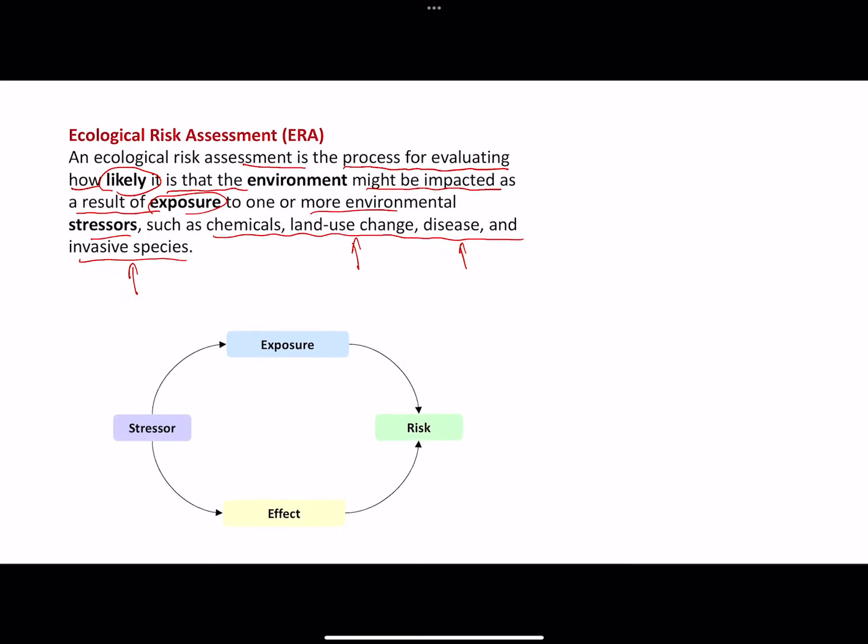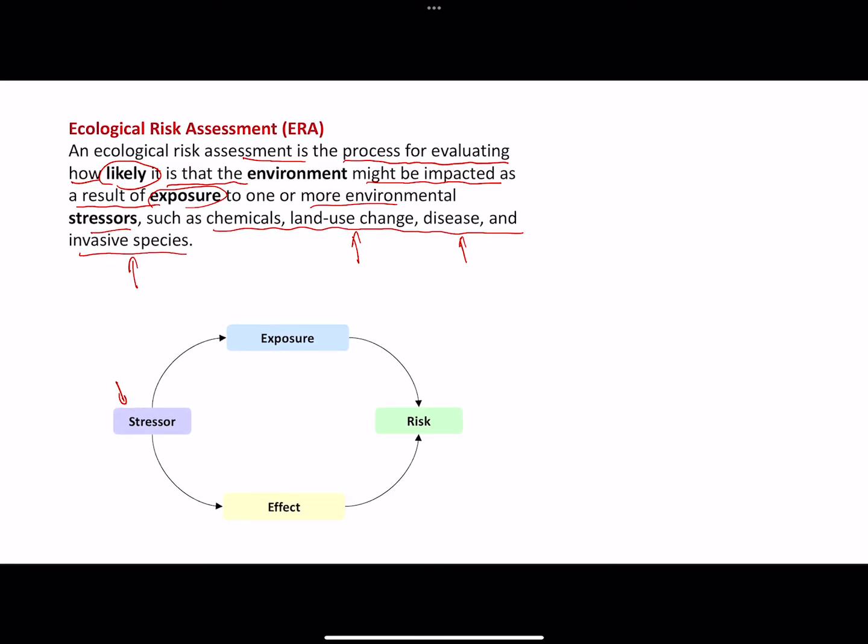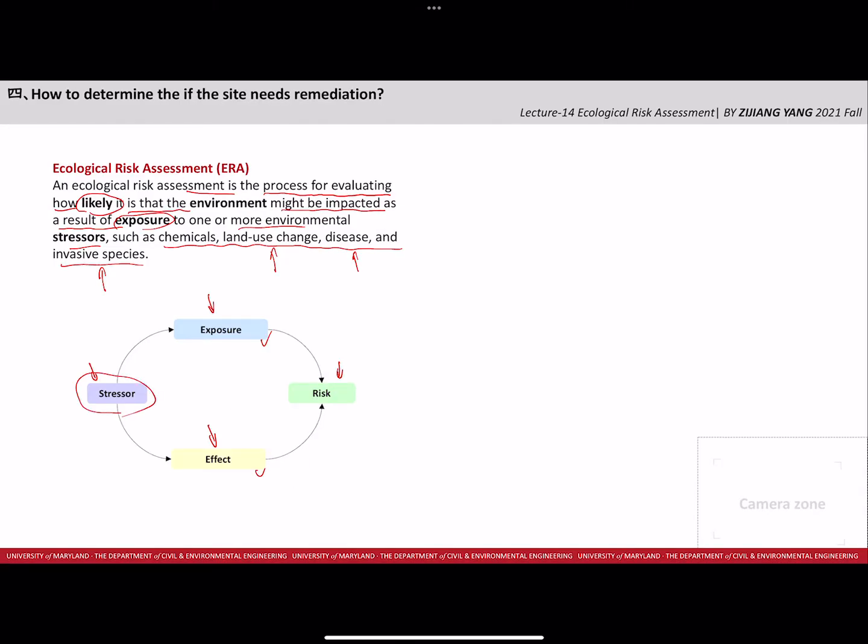So basically, we have the stressor, which could be a potential threat for the environment. And then we need to collect the information of exposure, especially for the chemicals. We want to know its concentration in the environment. And then we want to know the effect of this chemical, especially the toxicity effect. And then we can combine the information of exposure and the information of effect to evaluate the risk of a certain stressor, or multiple stressors.